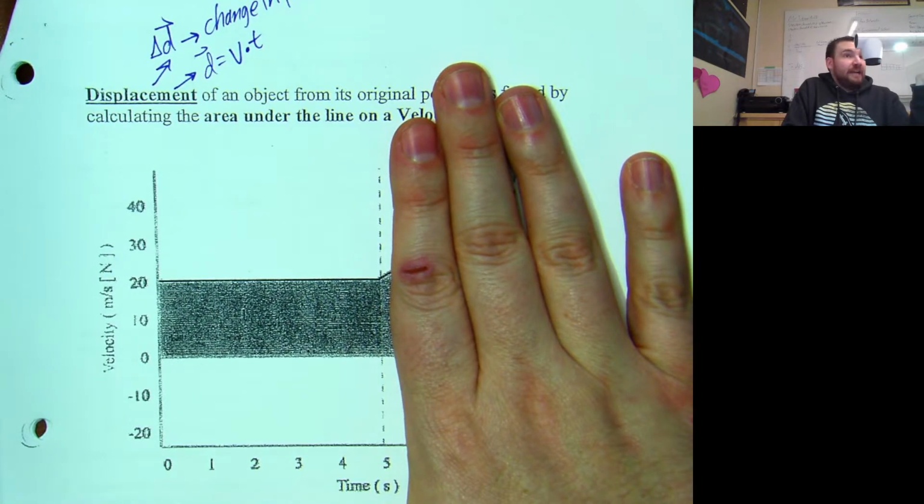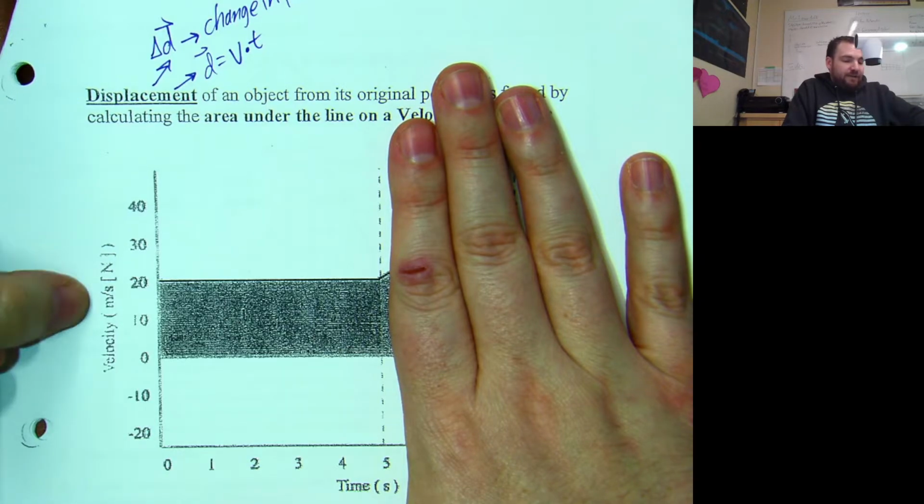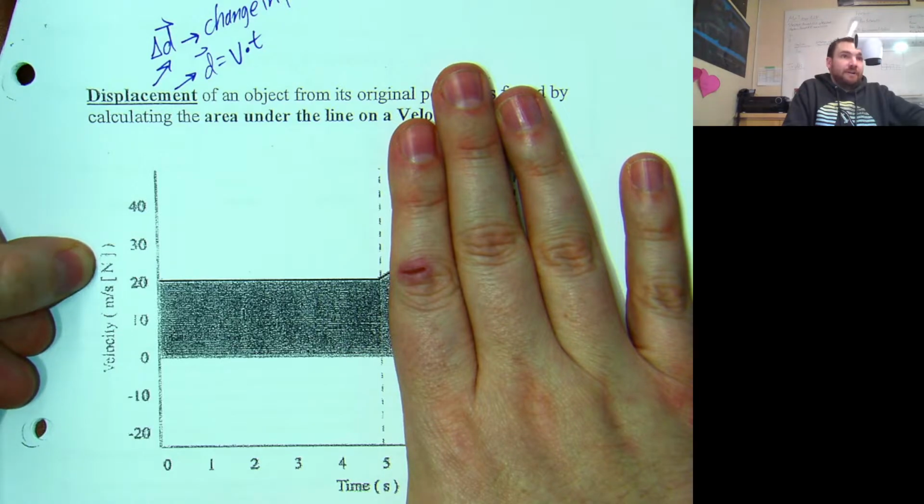So I could use that information and say, well, d equals v times t. My v is 20. My t is 5. What's my displacement going to be then? 100 meters north. Because my units here are meters per second, and there's my direction.